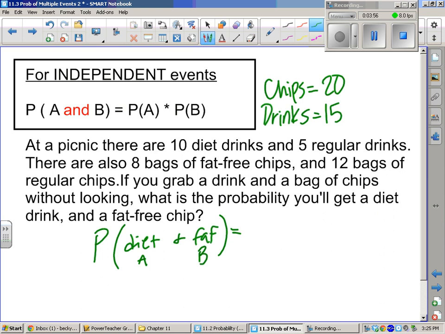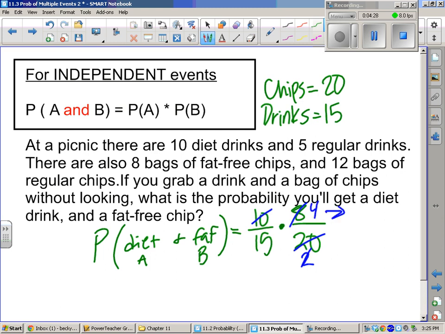Probability of diet. So how many diet drinks are there? Looks like 10 diet drinks, but that's out of 15. Okay, and then we're going to multiply by fat-free chips. There are 20, and 8 are fat-free. Okay, then we just multiply straight across. Can't we do that cool thing where you do the slashy diagonals? Oh, heck yeah, that makes it easier. So you can either do a cross or cancel again.